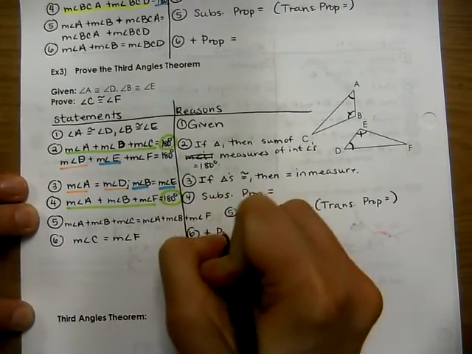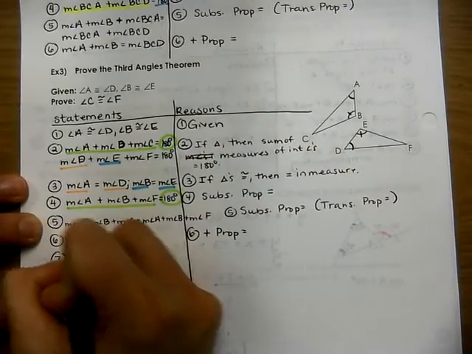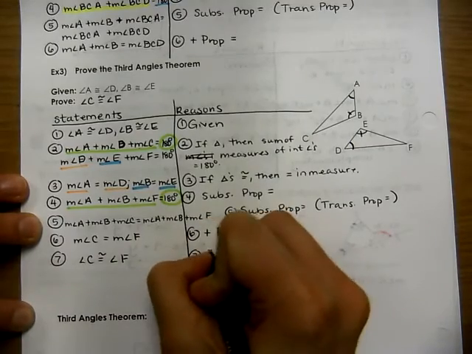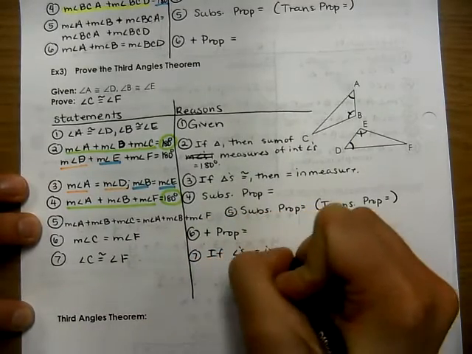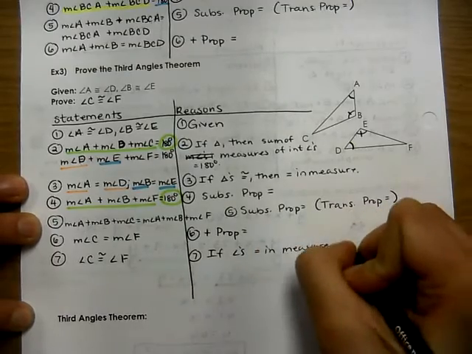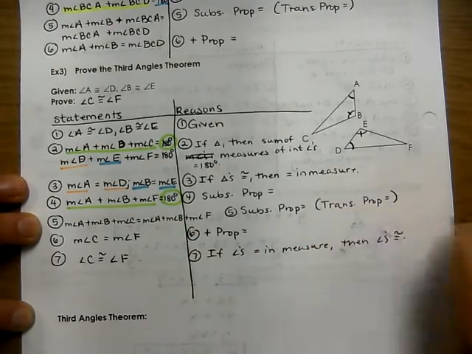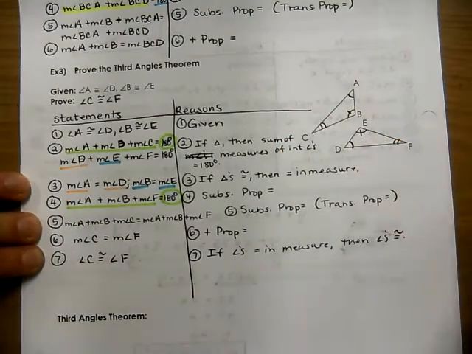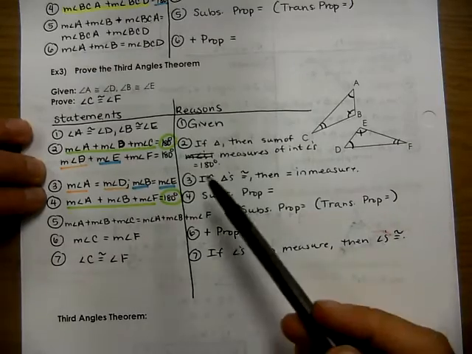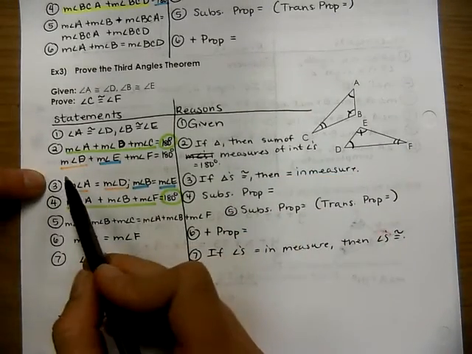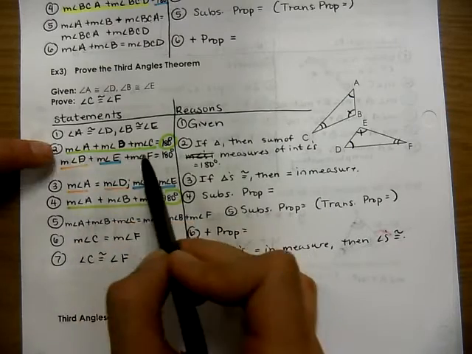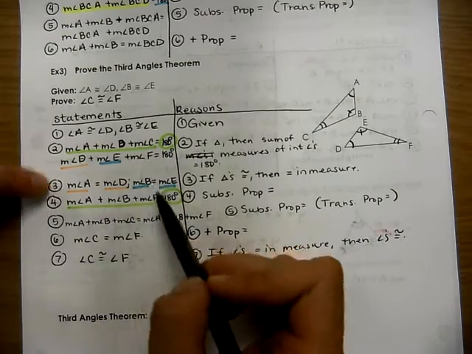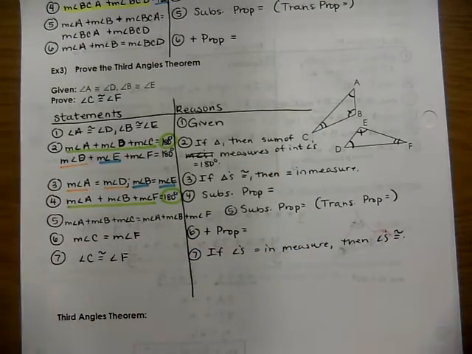And that's using the addition property of equality, which means that if they are equal in measure, these angles must be congruent, which is exactly what I was trying to prove. So if angles are equal in measure, then angles are congruent. And I've proven the third angles theorem. So these angles must also be congruent. Going back up here, I could have done step 4 first and set these expressions equal to each other and then substituted in A for D and B for E. It doesn't matter which order I did that. This is just one option.